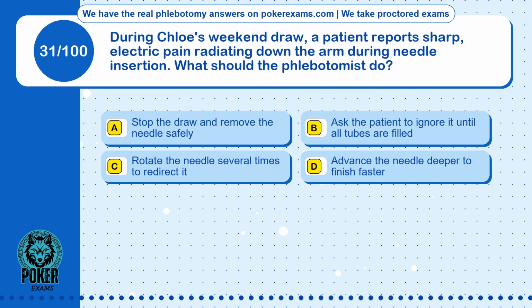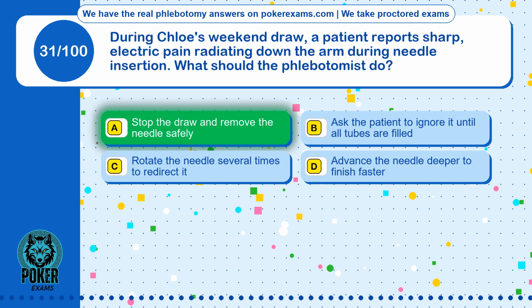Question 31. During Chloe's weekend draw, a patient reports sharp, electric pain radiating down the arm during needle insertion. What should the phlebotomist do? Option A. Stop the draw and remove the needle safely. Option B. Ask the patient to ignore it until all tubes are filled. Option C. Rotate the needle several times to redirect it. Option D. Advance the needle deeper to finish faster.